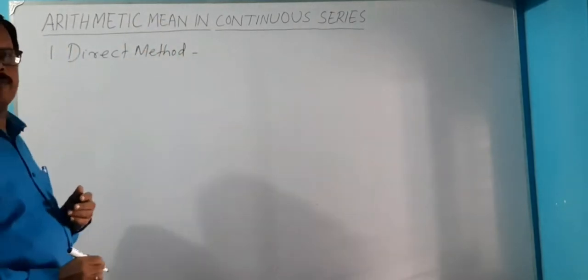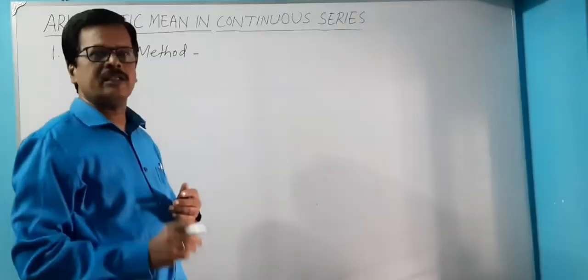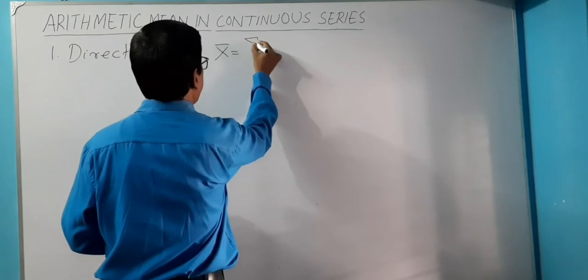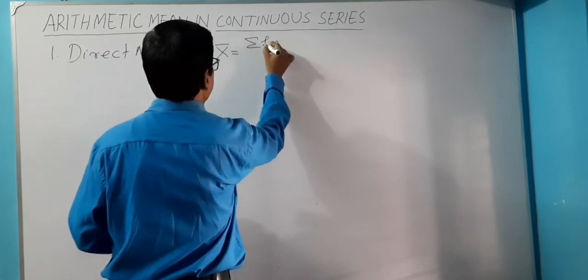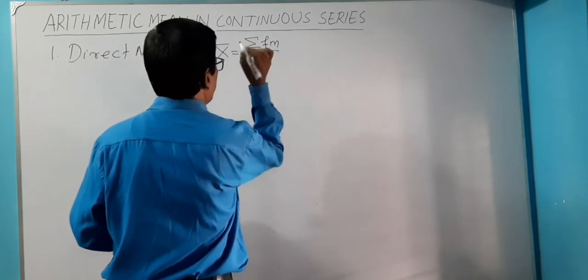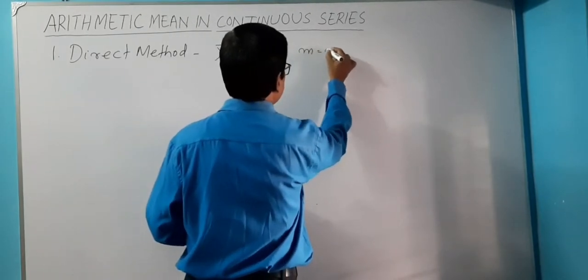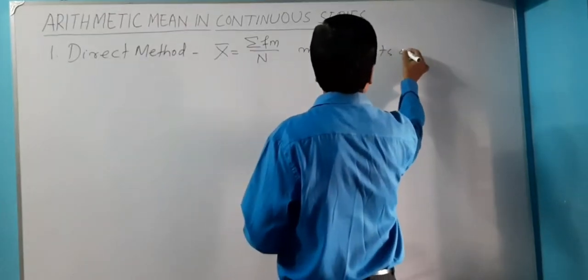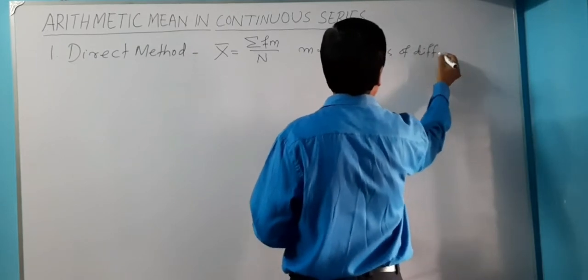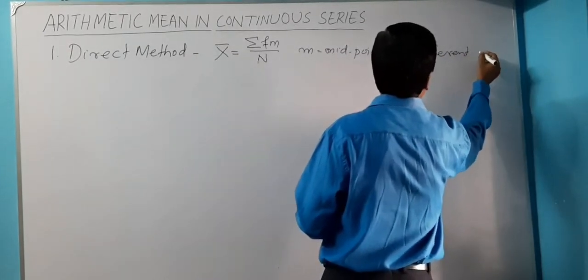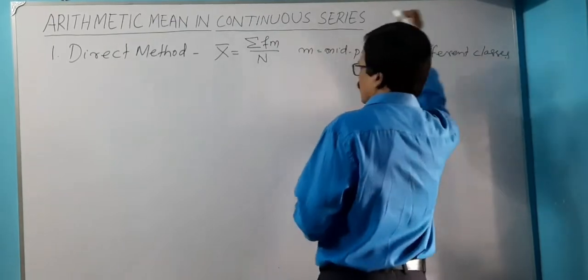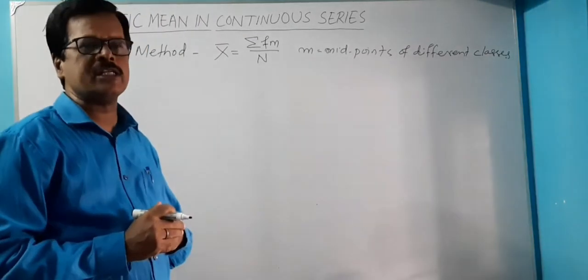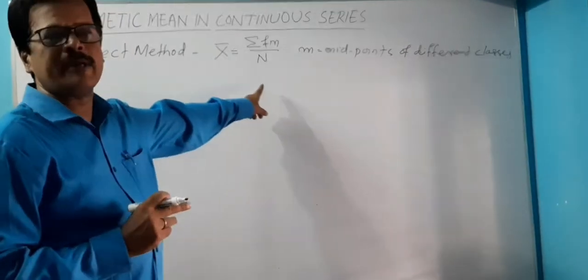To calculate arithmetic mean in continuous series through direct method, the formula is x bar is equal to summation fm by n, where m means the midpoints of different classes. So to find the arithmetic mean through direct method in case of continuous series, we have to put the formula x bar is equal to summation fm by n.